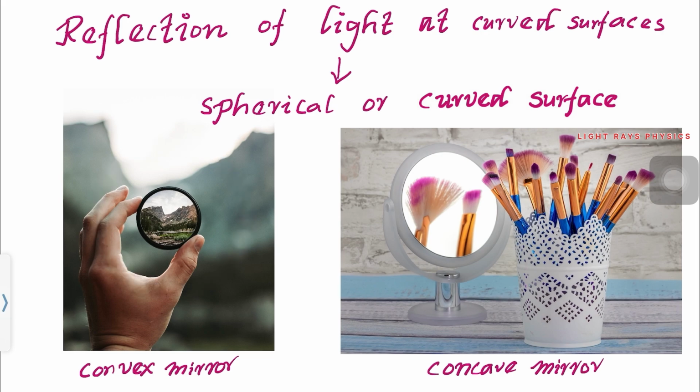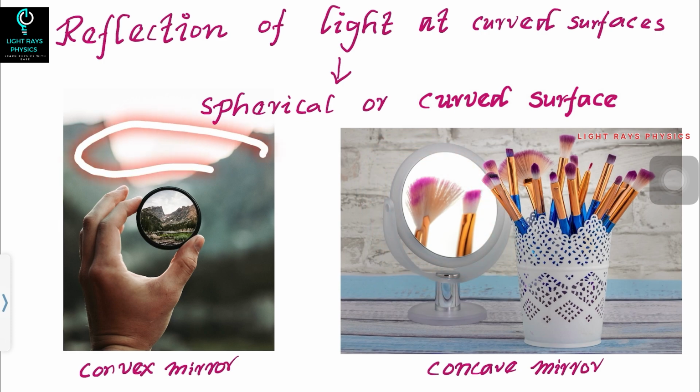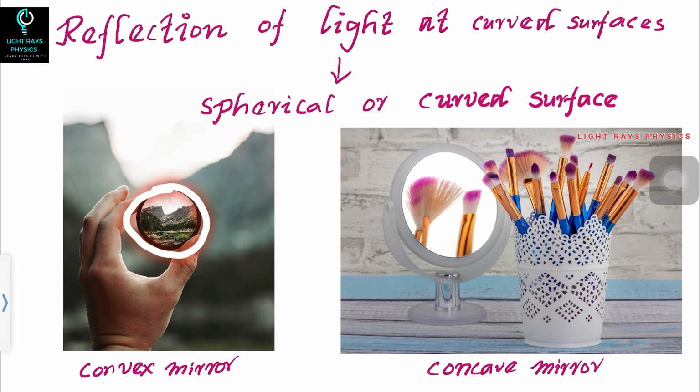How to recognize them? You see, in the concave mirror, the objects like brushes are seen in a magnified way, means bigger in size. But on the left side, we have a convex mirror where the mountains surrounding it are seen very small. So these are the properties of convex and concave mirrors which we use to recognize them.